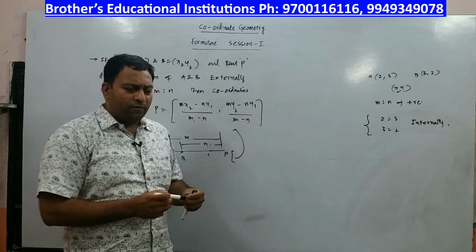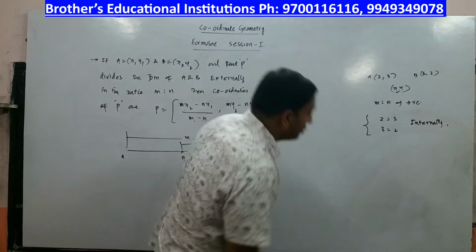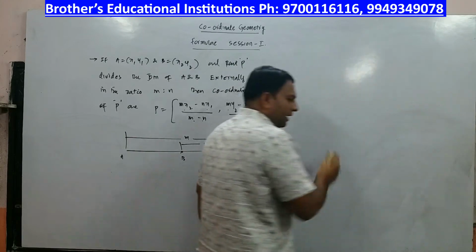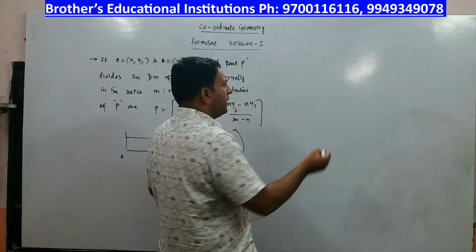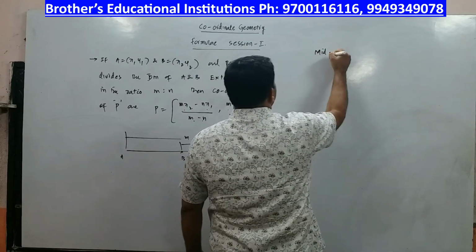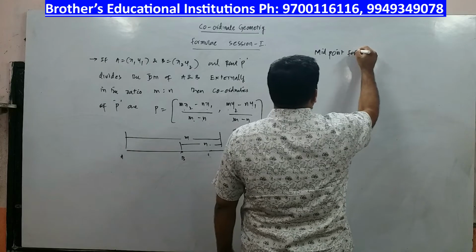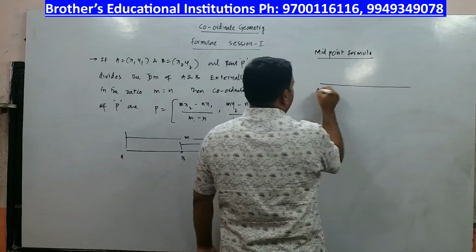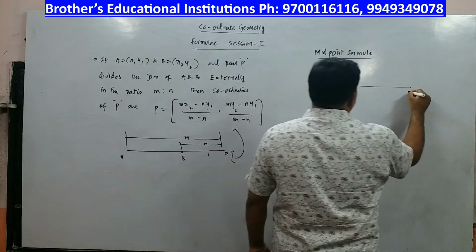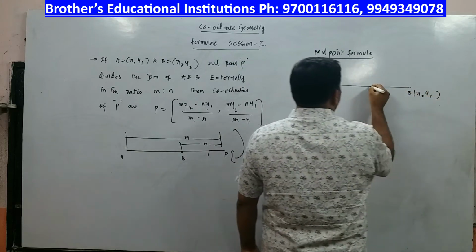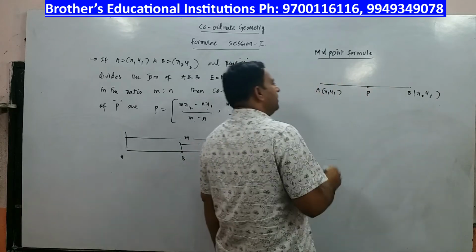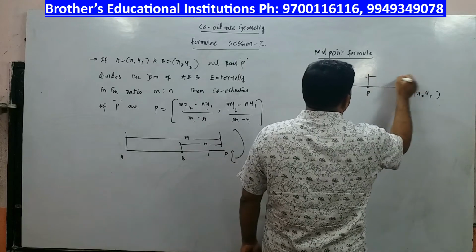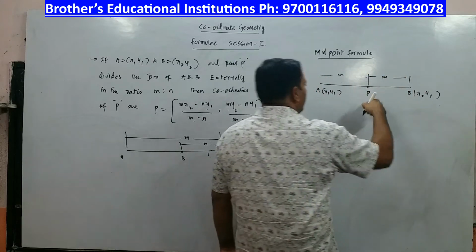And now, since you have understood the formulas for internally and externally, let us move forward and try to understand the midpoint formula. Now what is this midpoint formula? Here there is a point A (x1, y1), and there is a point B (x2, y2), and there is a point exactly halfway in between. What do you mean by in between? That this distance, if it is m, then this distance is also m. Alright, then how do you find the coordinates of P?